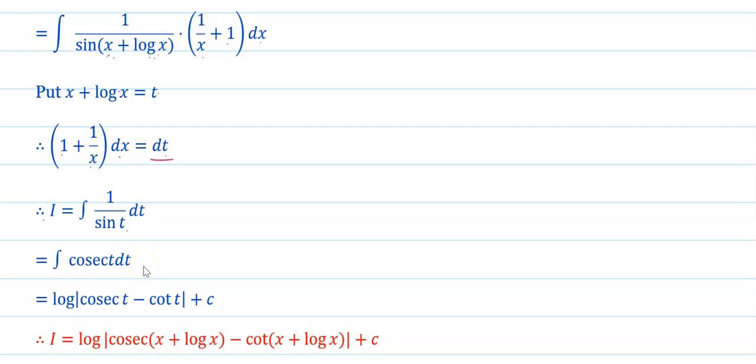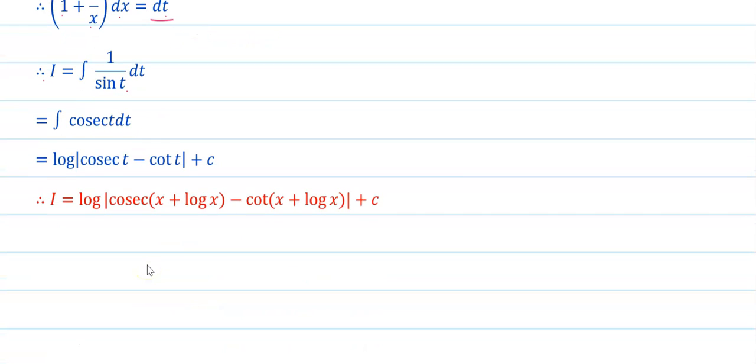And again, this is a standard result. What is the integral of cosec t? The integral of cosec t is log of mod of cosec t minus cot t plus c. And next, replace the value of this t. What is t? t is x plus log x, so minus cot of x plus log x plus c, and hence the answer is I is equal to log of mod of cosec of x plus log x minus cot of x plus log x plus c.